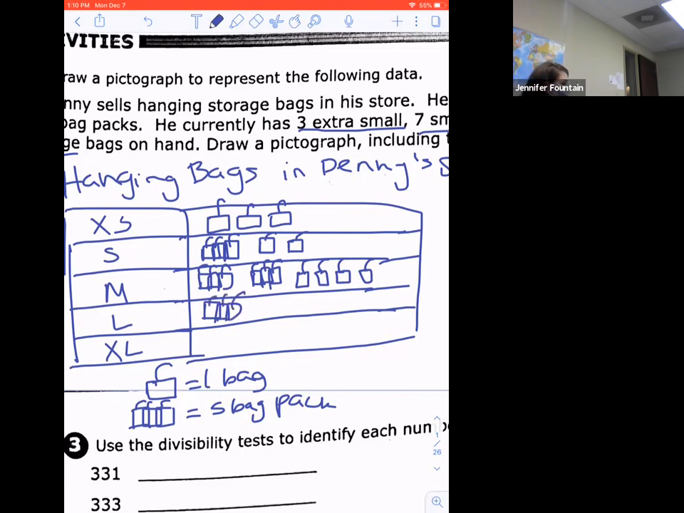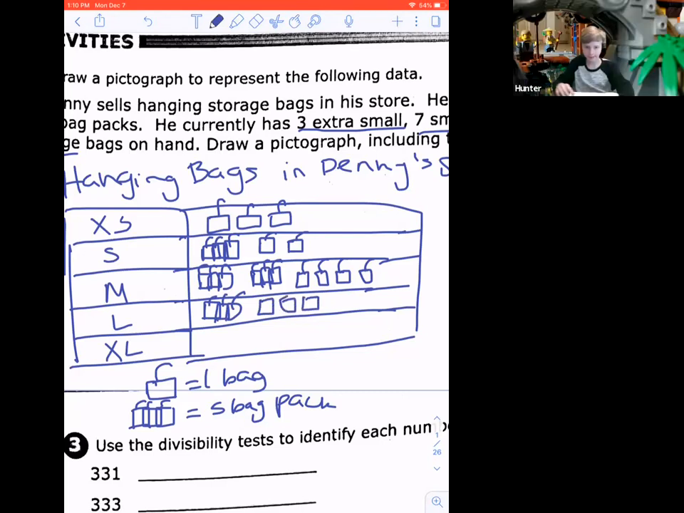So I've got a total of nine. So how many does each of my multiples represent? What did we say our key was? Five. So if we have one multiple that's representing five and we need a total of nine, we've got five. Now we need one, two, three, four singles. Good.